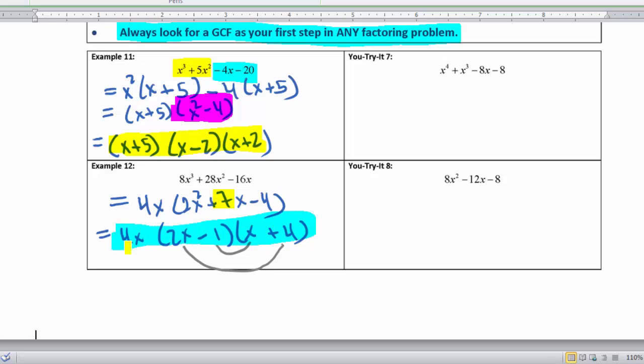So here's my factored form. And again, factor completely, chances are it's code, at least on my tests and quizzes, for, hey, this problem is going to be multiple steps. So make sure that you don't just stop after you do one. Keep that in mind for my quizzes and tests: factor completely means more than one step.